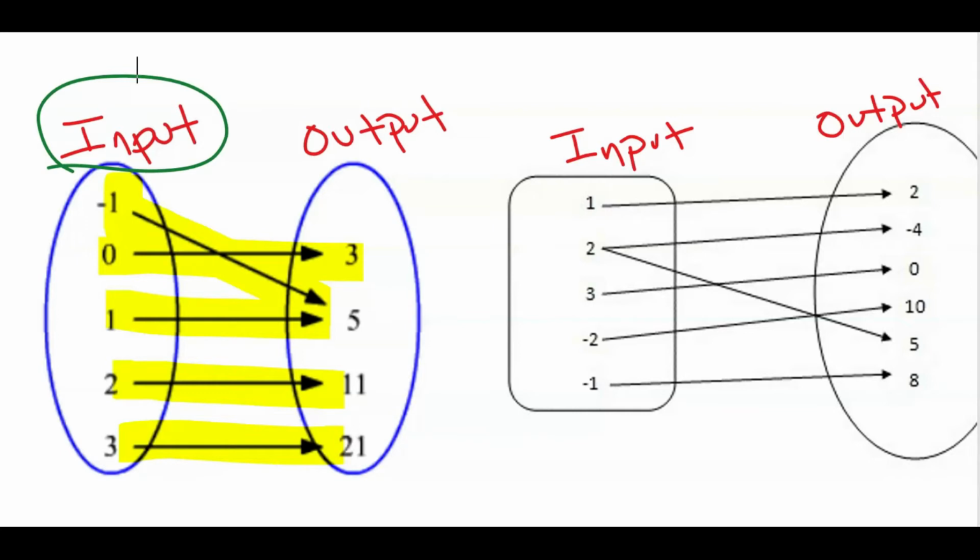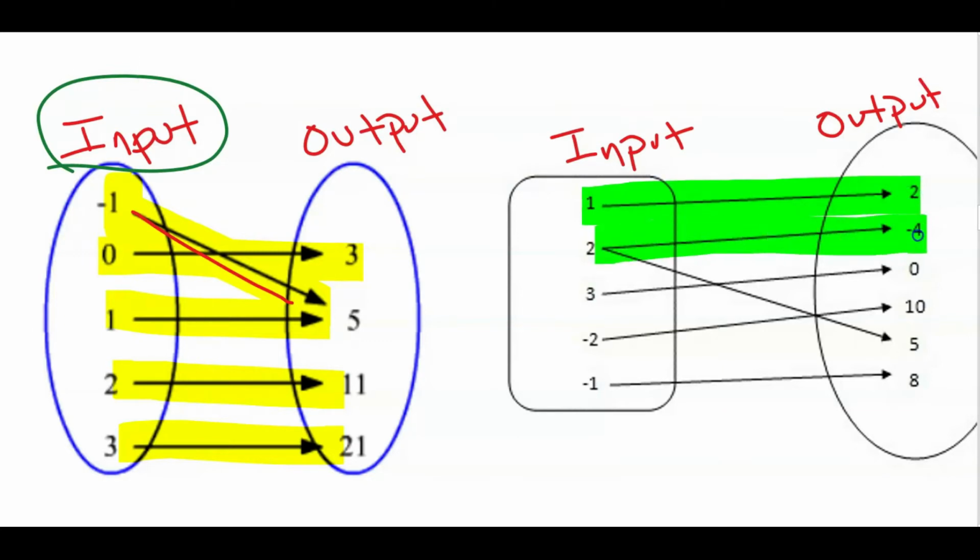Like this -1 only gave me one number. It didn't give me some other number. That would disqualify it from still being a function. Now if you look at the diagram on the right though, this is not a function. Now the first input, it only has one output, but if you look at the number 2 here as an input, it actually goes to two separate places, right? If your input has more than one output, it is no longer a function.